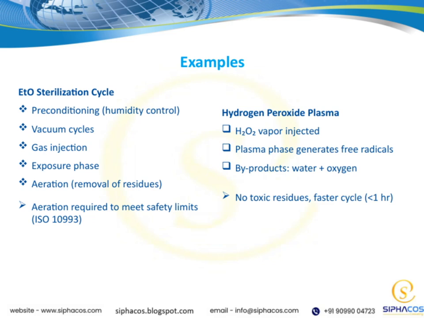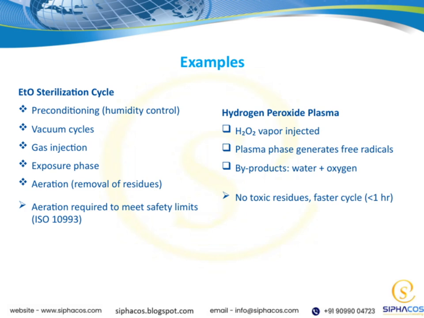The process begins with injecting H2O2 vapor into the chamber. Once in the plasma phase, the vapor generates free radicals, which are highly reactive species that effectively destroy bacteria, viruses, and spores. An important point here is that the byproducts of this process are simply water and oxygen, which means there are no toxic residues left behind. This allows for faster cycle times, typically under 1 hour, making it a very efficient sterilization method.